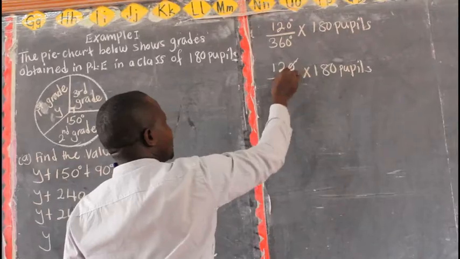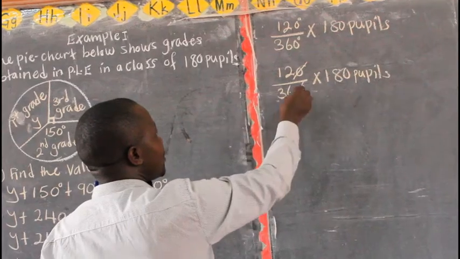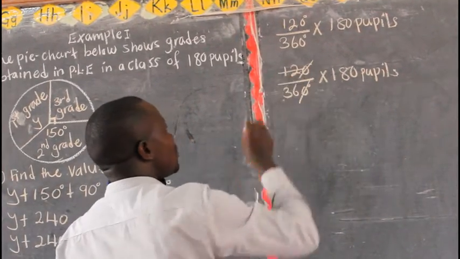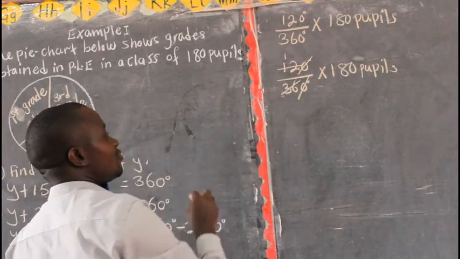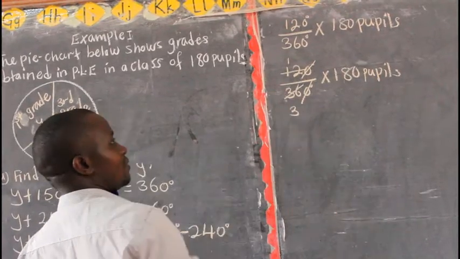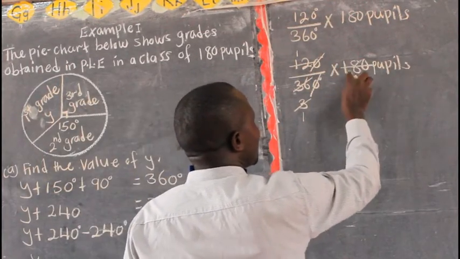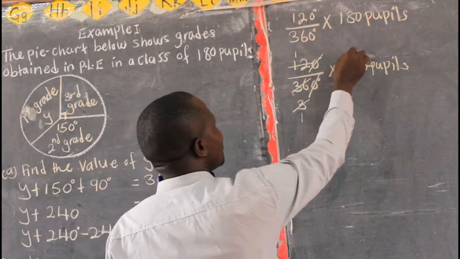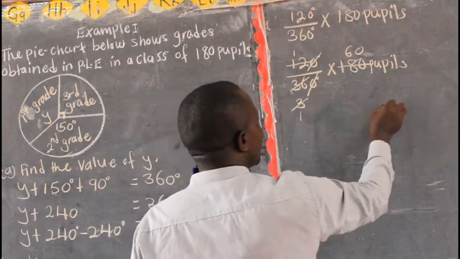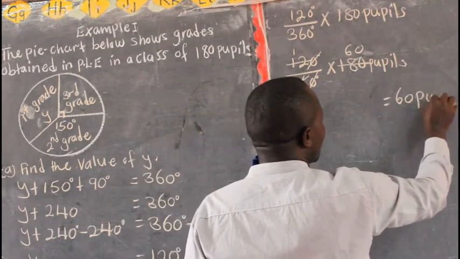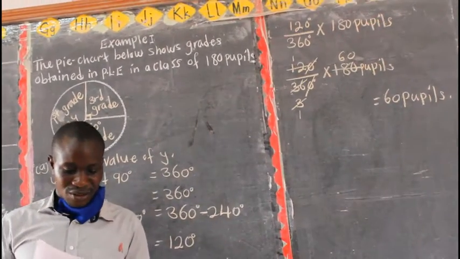Here we are going to divide this 0 and this 0. Then we can divide here by 12 divided by 12, you get 1. 36 divided by 12 is 3. Then here 3 divided by 3 is 1. Here we are saying 18 divided by 3, you get 6. Then 0 divided by 3 is 0. So here you come up with 60 pupils. So there are 60 pupils who passed in the first grade.